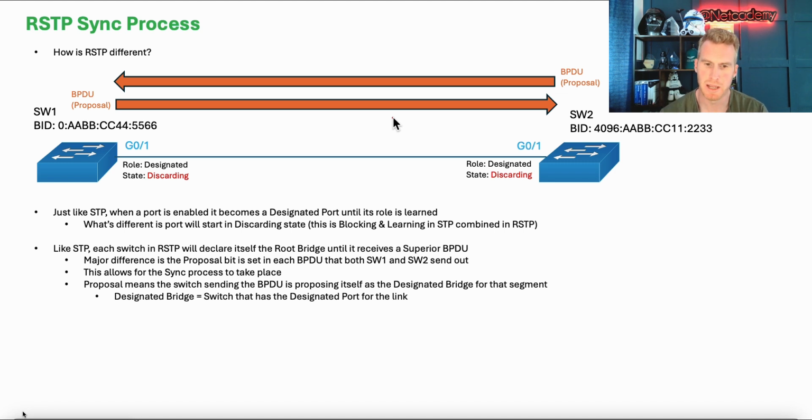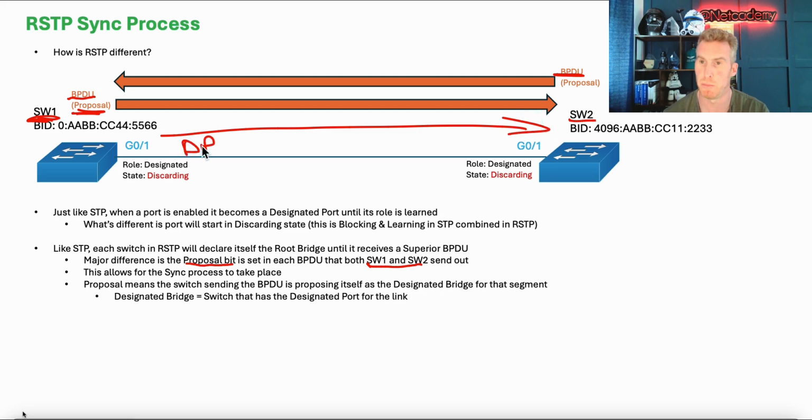So yeah, just like in STP, SW1 is going to send out its BPDU and SW2 is going to send out its BPDU. But the big difference is that inside those bridge protocol data units, a proposal bit is going to be sent out in that BPDU by both switch 1 and switch 2. And what the proposal bit is basically doing is, both switches are saying, I'm proposing to you, to SW2 or to SW1, depending which way you look at it, that I have the designated port for this LAN segment. So if SW1 is sending out this proposal BPDU, it's saying, over this link here, I have the designated port. But at the same time, SW2 is sending over its proposal bit saying, I have the designated port for this LAN segment as well.